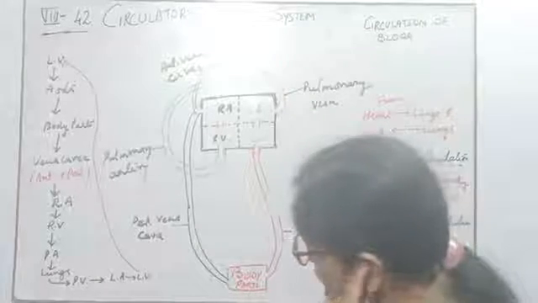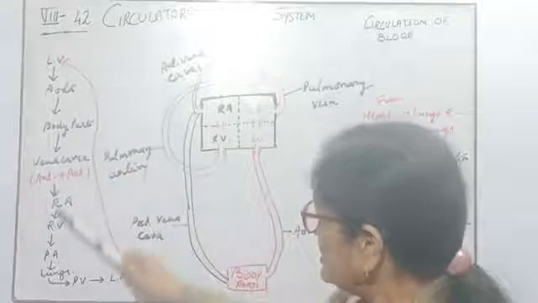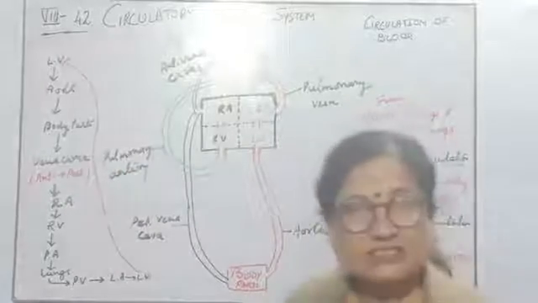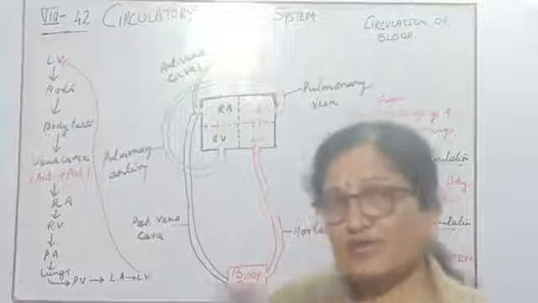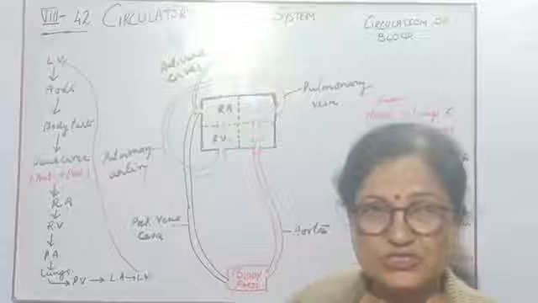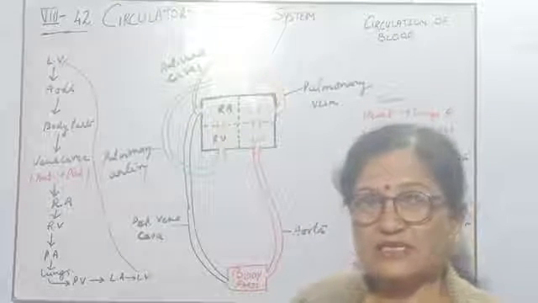So children, as per these words, we can start from elsewhere. Again you will come back to the same position. That's why this is called the circulation.